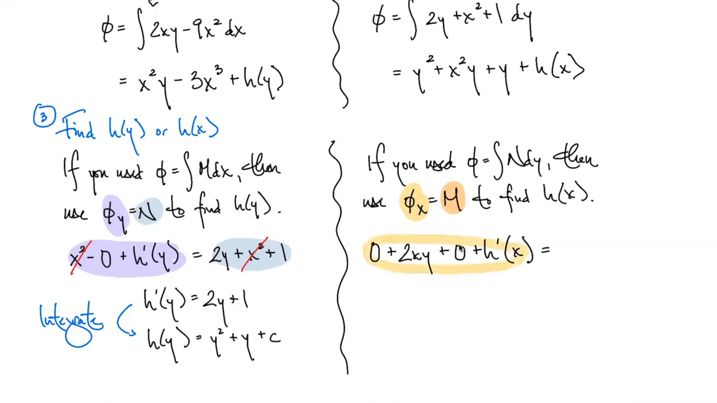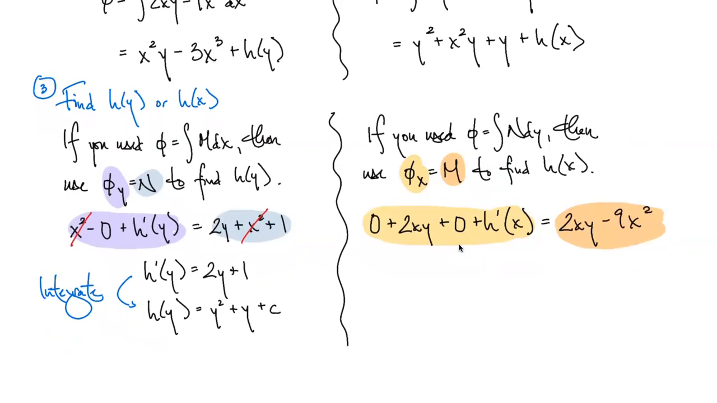And that is our phi of x, or phi sub x. And then our m, we're going to grab the m from the original equation, and that should give us 2xy minus 9x squared as our original m. Okay. And it's good if things start to cancel out, right? We sort of created it to be that way. So this 2xy and this 2xy are going to go away. And we have h prime of x equals negative 9x squared.